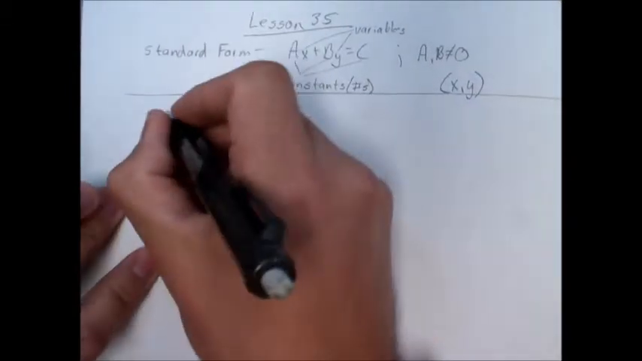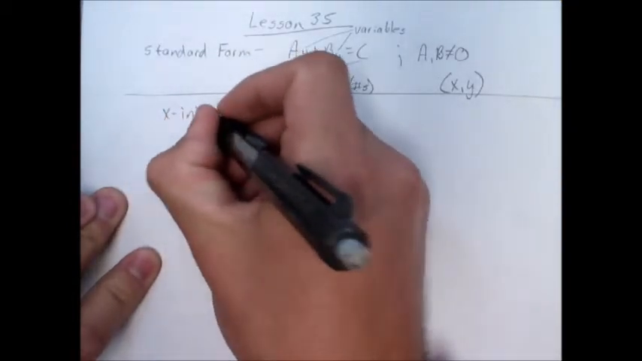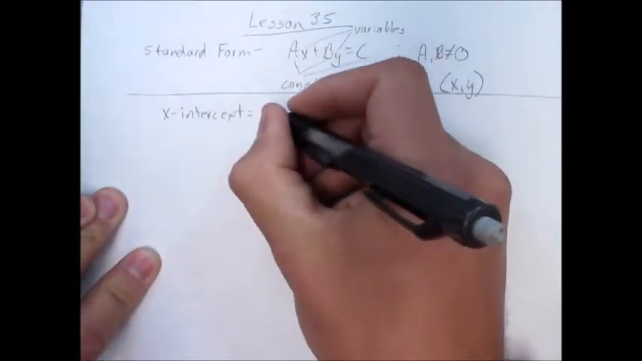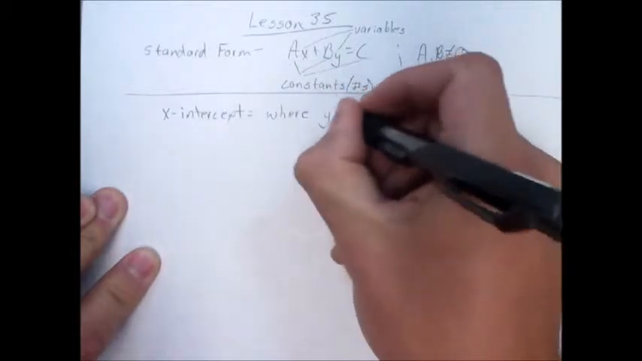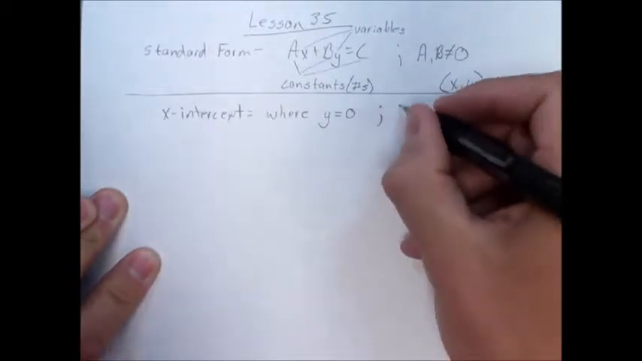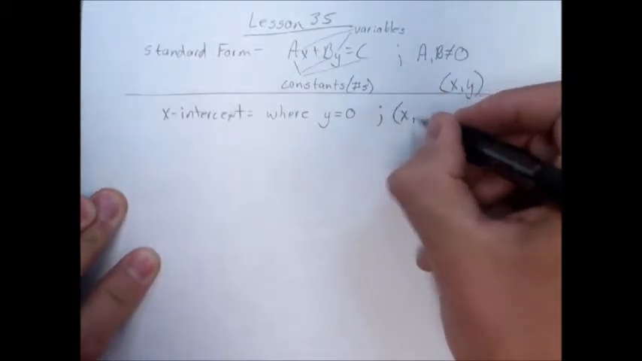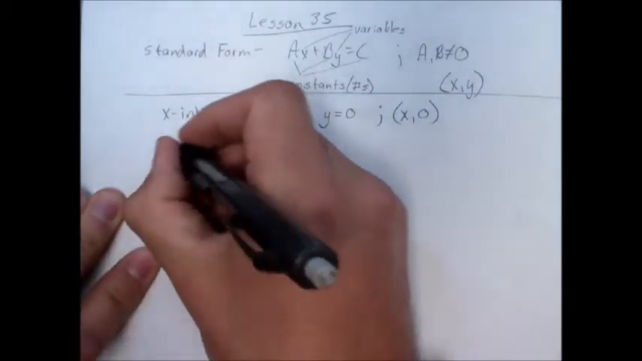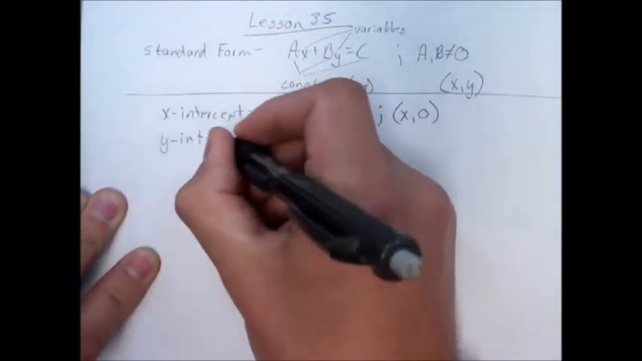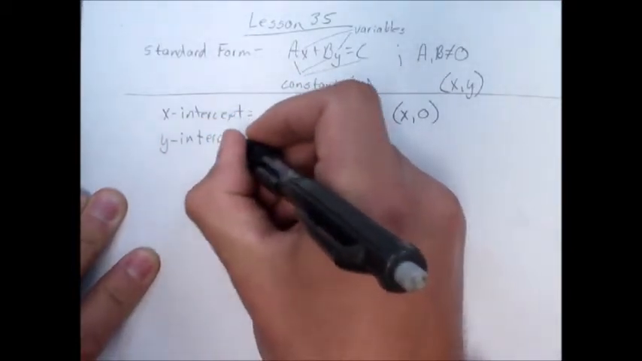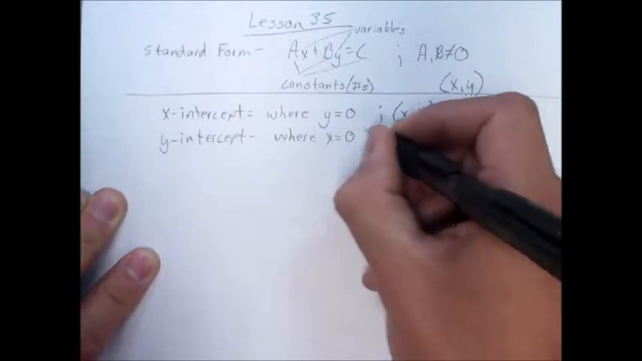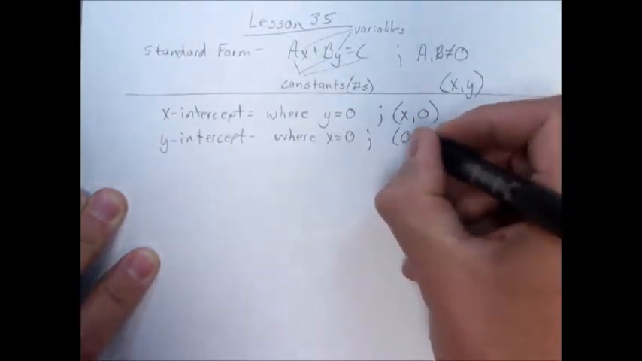So the x-intercept, let's define that. The x-intercept, this is where y is equal to 0. So as a coordinate pair, it will look like this. Whatever x is, comma, 0. Okay, for the y-intercept, it's the exact opposite. This is where x equals 0, and the coordinate for it will look like 0, comma, whatever y is.